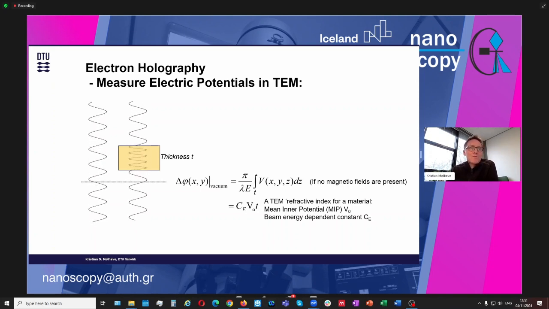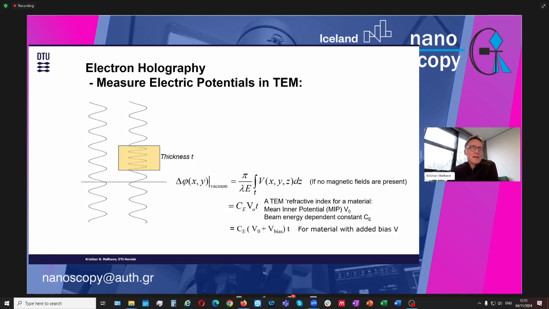So we need first, before we start working in liquids, we need to start knowing the mean inner potential of liquid water. And another thing, once you start applying different potentials, it's simply the overall potential, and then they'll be added to the mean inner potential. So if we know the mean inner potential, now we can begin to map out the bias potential through the phase change that we're actually observing.